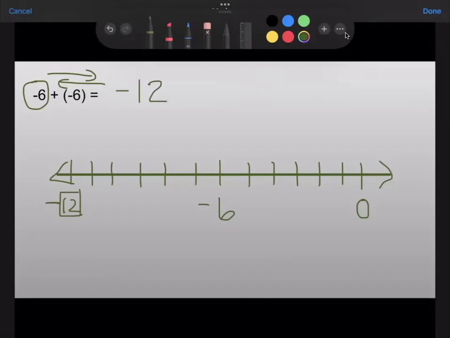Now, if you don't really like the number line and you think one of the other methods, whether that's pictures or using the rules, makes more sense, feel free to do that. These are just 3 different ways that you can do it.